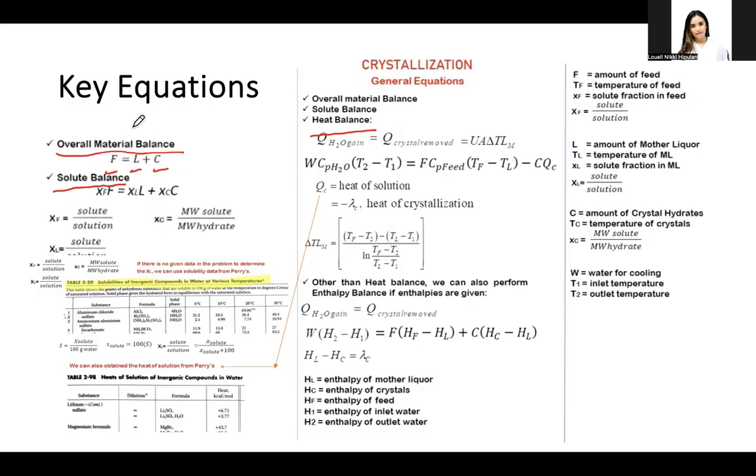Now, XF, XL, and XC are the solute fractions. XF is the solute fraction in your feed. XL is the solute fraction in your mother liquor. And XC is the solute fraction of your crystals. This ensures that the solute, or the solid substance dissolved in your liquid, is conserved. So that's why you're going to use your solute balance.